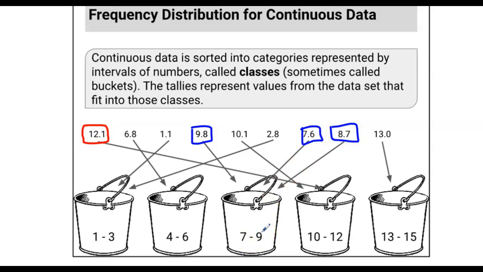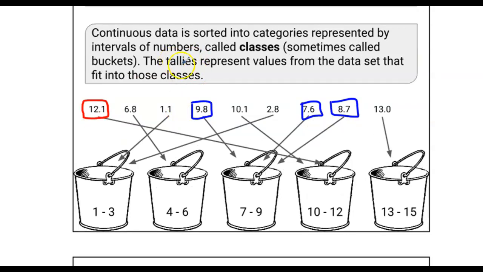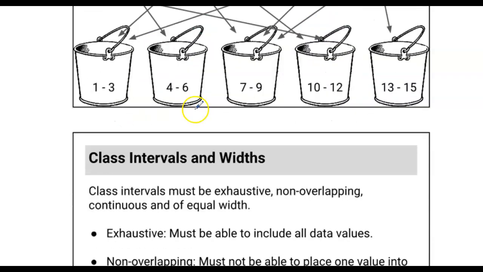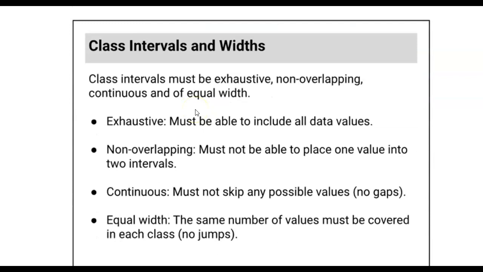So you're organizing these values, these pieces of raw data, into classes or buckets or intervals. All of those are appropriate. Buckets is something that you might see in like an old-timey textbook, but it's still used today. And then you convert them into tallies, just like you would do on a relative frequency table or a regular frequency table. Class intervals and widths.